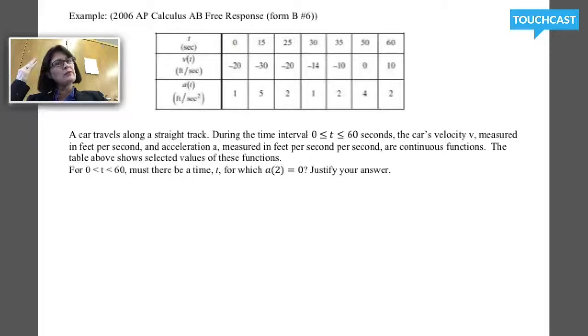So we want to sort of keep that picture of the mean value theorem in our mind so that we can notice numbers and letters that show up in this problem, and we can make a connection and see how that mean value theorem can help us.